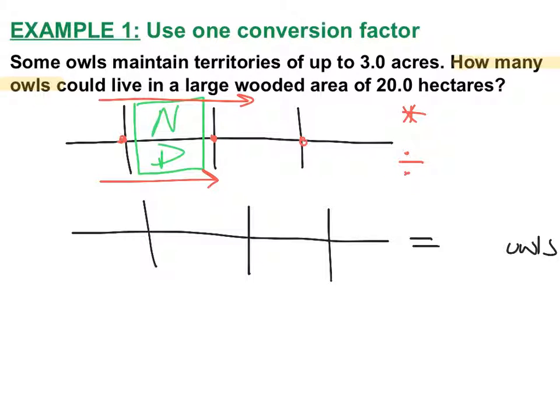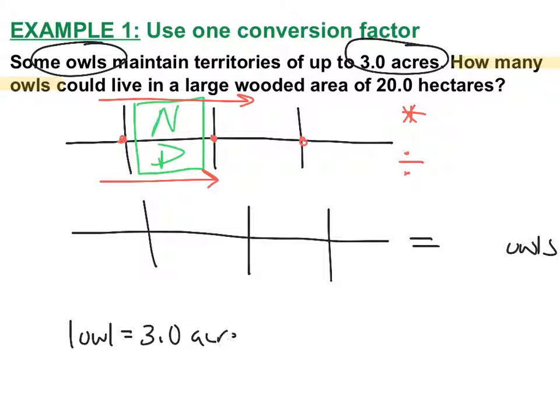So we do know that some owls maintain up to 3 acres. So we can write that as a conversion factor. So 1 owl is equal to 3 acres. And just like we saw on the previous page, 1 foot is equal to 12 inches. 1 hour is equal to 60 minutes. We could write this 1 owl to 3 acres as a fraction. We just don't know what we want on top and what we want on the bottom.